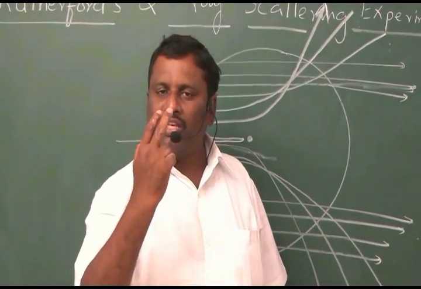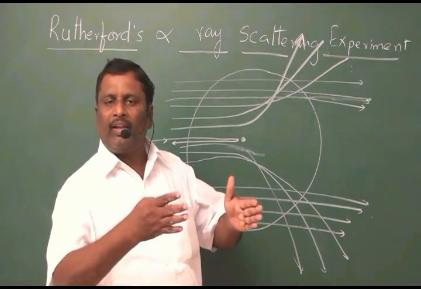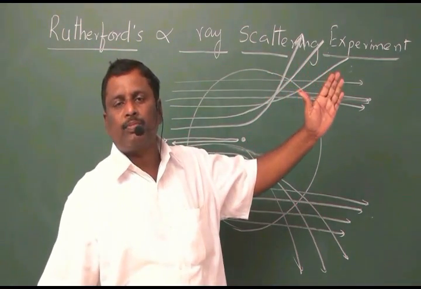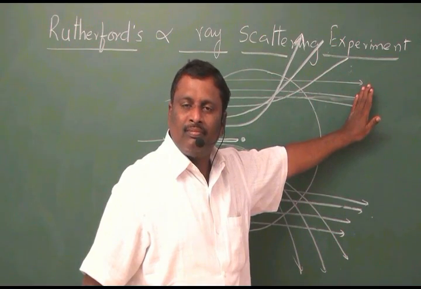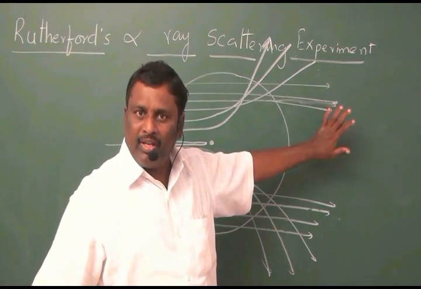Here we have three results. That is, when alpha particles are focused on the gold foil, most of the alpha particles pass through the gold foil without any deviation in their path. That means most of the space in an atom is empty.